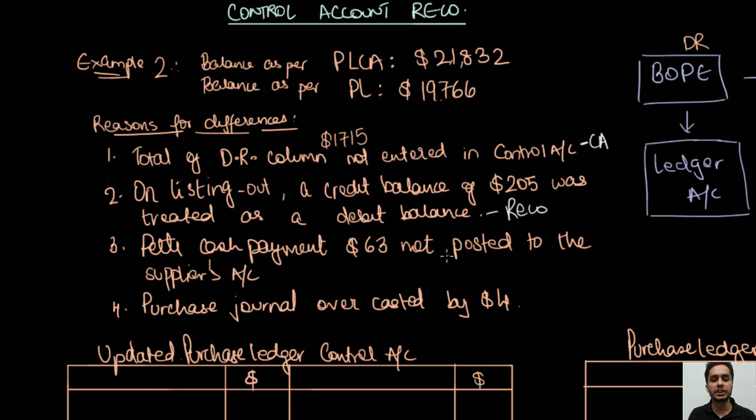Petty cash payment of 63 was not posted to the creditors or suppliers account. Again, this will be recorded in the reconciliation because there is a mistake in the creditors account or in the purchase ledger, but the control account is not impacted because the control account is always recorded directly from the day books. Purchase ledger was overcasted by just $4. This will impact your control account. So we have two errors that will go in the control account and two that will go in the reconciliation.